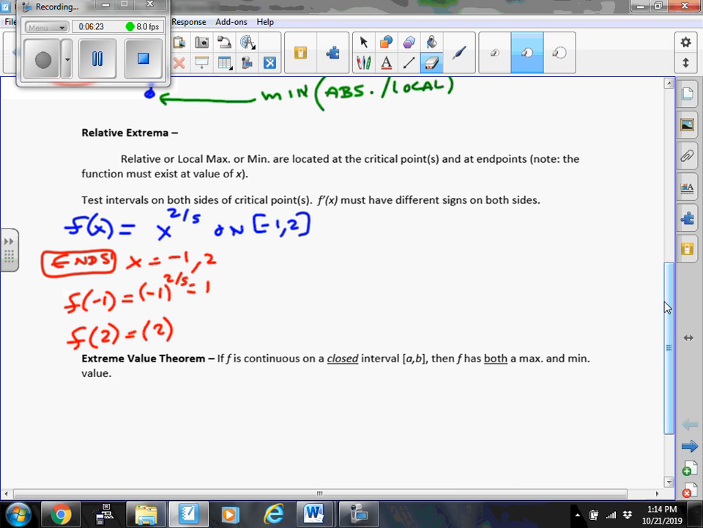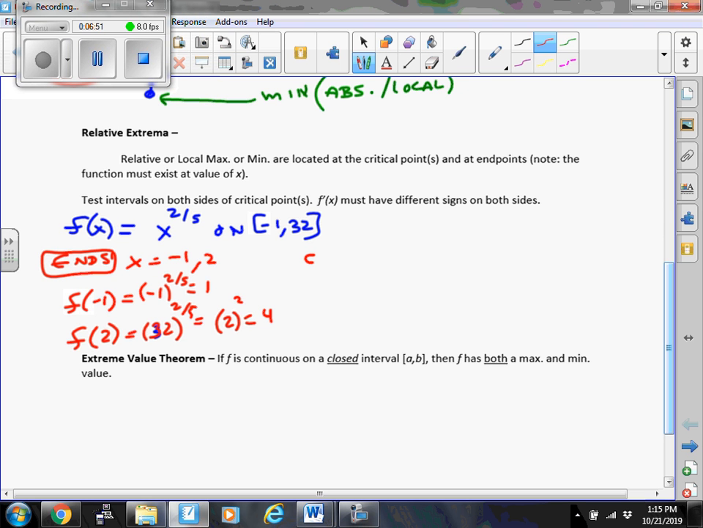Let's cheat. I'm going to change my closed interval so I can actually do this one. How about 32? It's no big deal. You'll see why I had to do that in a second. 32 to the 2/5 power means the 5th root of 32, which is 2, squared, which is 4. Okay, so I have my ends and I have their values.